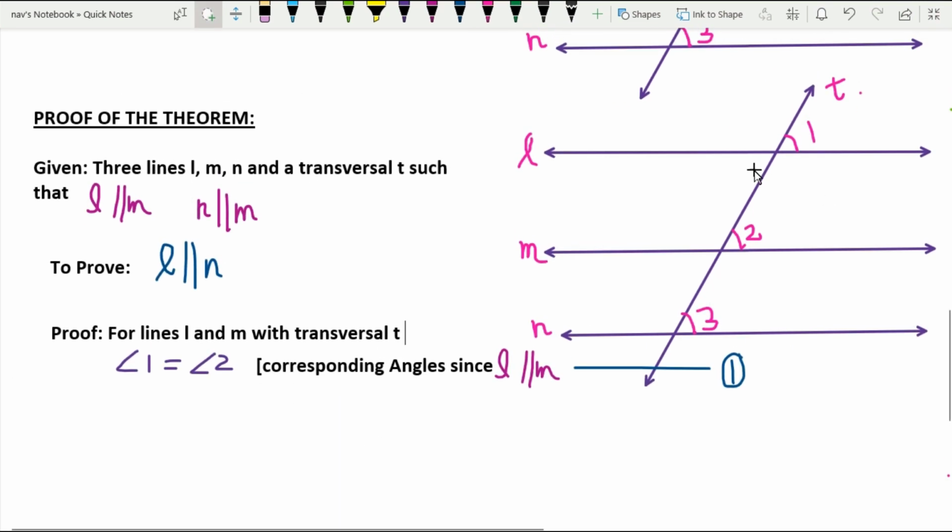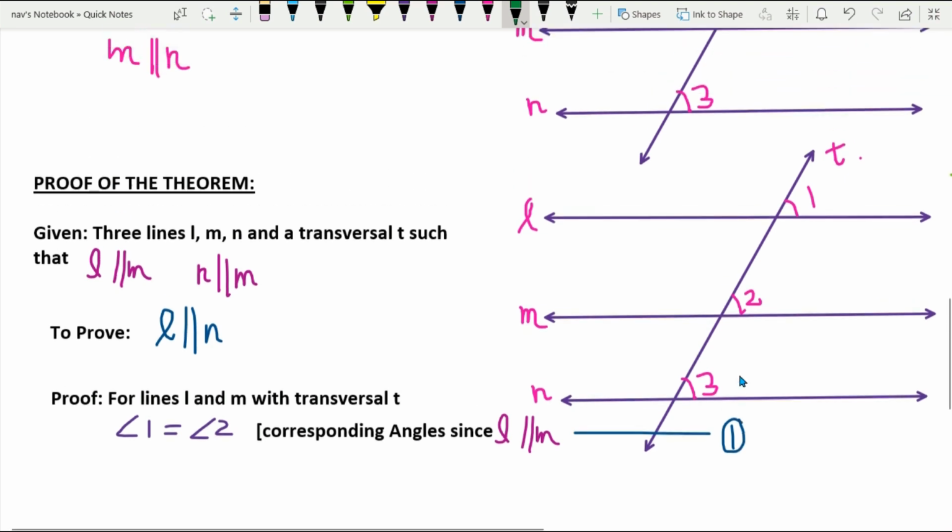The proof is: for lines L and M with transversal T, angle 1 is equal to angle 2. Why? These are the corresponding angles. Since line L is parallel to line M, the corresponding angles are equal. We know it from the corresponding angles axiom. So angle 1 is equal to angle 2. Let us denote it as equation 1.